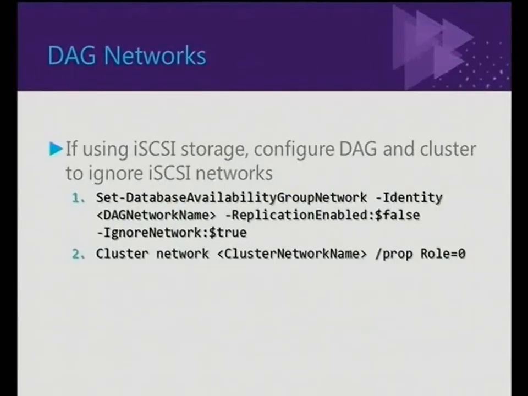You've isolated them from the DAG, you've isolated them from the cluster, and even if you go back and run Set-DatabaseAvailabilityGroup and force discovery of new networks, any network set to ignore will be ignored in that discovery process and won't keep popping up every time you do that. Okay, so keep that in mind. This is especially important. You don't want the DAG or the cluster to use these very special and dedicated networks.